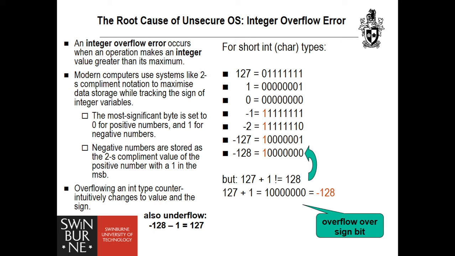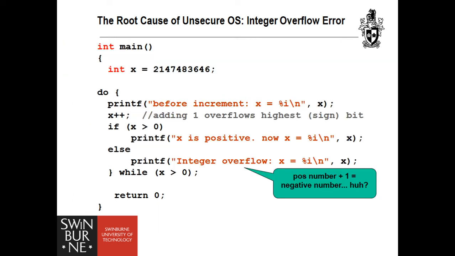An integer overflow error occurs when an operation makes an integer value greater than its maximum. Modern computers use systems like 2's complement notation to maximize data storage while tracking the sign of integer variables. Overflowing an int type counterintuitively changes the value and the sign. This is an example of an integer overflow error.